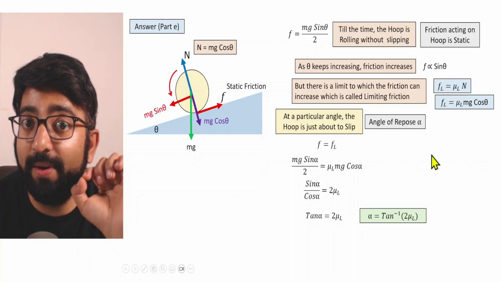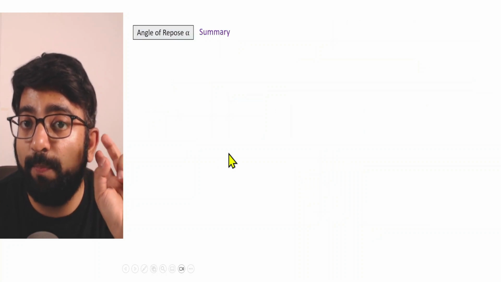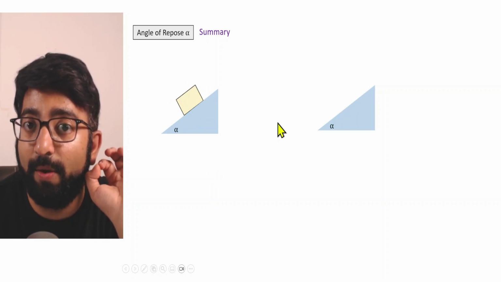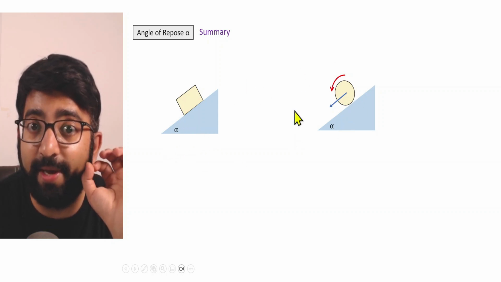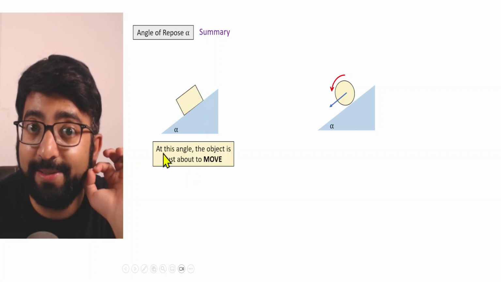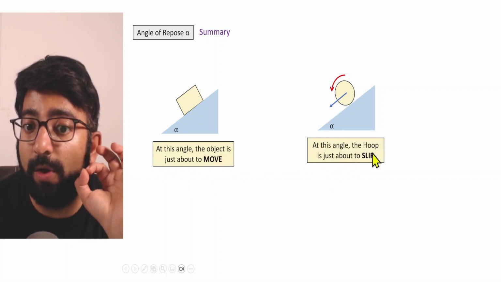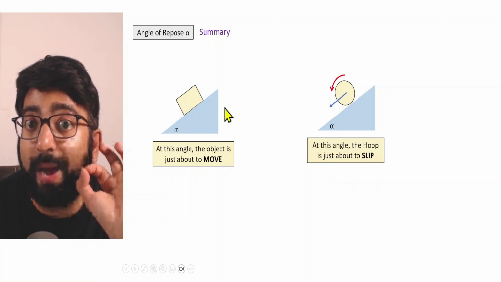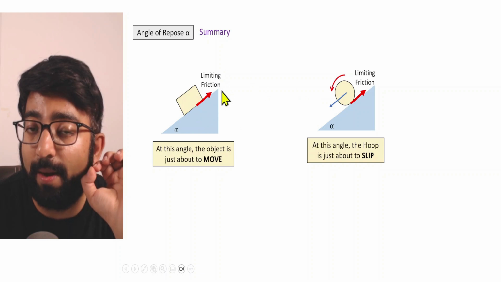to slip. And if you remember, earlier we had derived the angle of repose for a box kept on an inclined plane. Now let us summarize both the situations one by one. So we have two inclines. On one incline, let's say we have a box, and on the second incline, let's say there is a wheel which is rolling down. In both the situations, we are considering the angle of incline to be the angle of repose. So in case one, when we are dealing with the box, at this angle, the object is just about to move, whereas for the hoop, at this angle, the hoop is just about to slip. And in both these cases, the friction acting will be maximum. It is limiting friction. So the maximum value of friction will be applied and the direction will be up the incline.